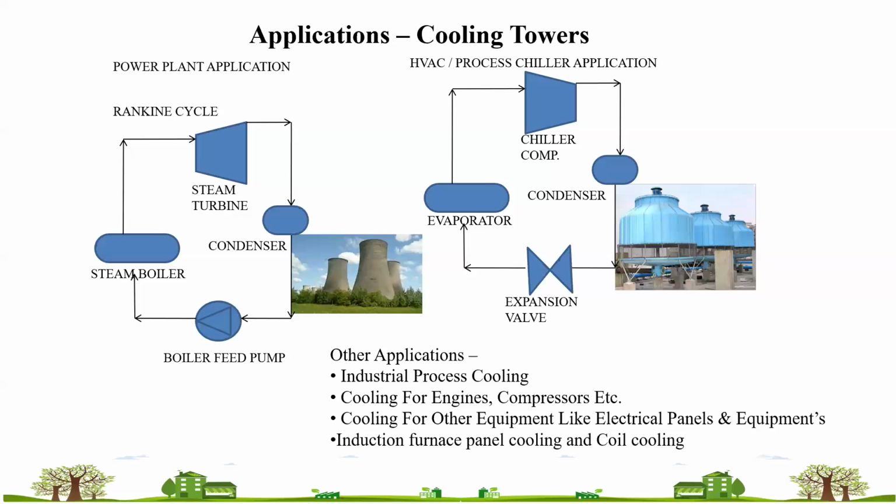Then there are HVAC or process chiller applications. HVAC means your chiller application. Then you have process applications, like many reactors and multiple effect evaporators. Then a distillation column requires condenser cooling, and that condenser cooling is done with the help of a cooling tower. Another application is induction furnaces. Nowadays, majorly in automobile, induction furnaces are used, and heat rejection for those induction furnaces is done with the help of a cooling tower.